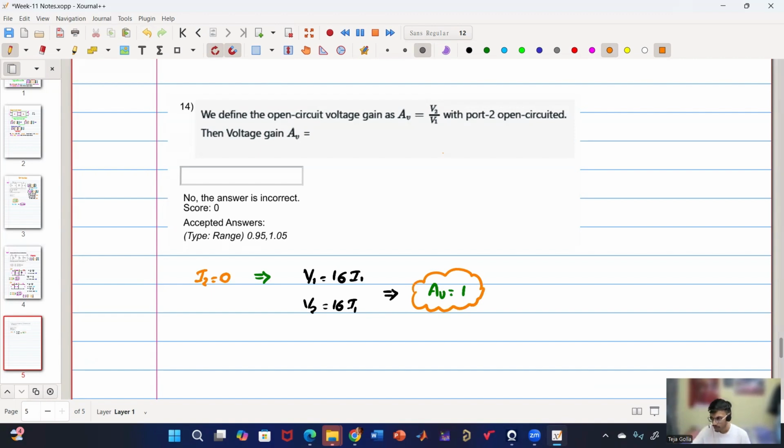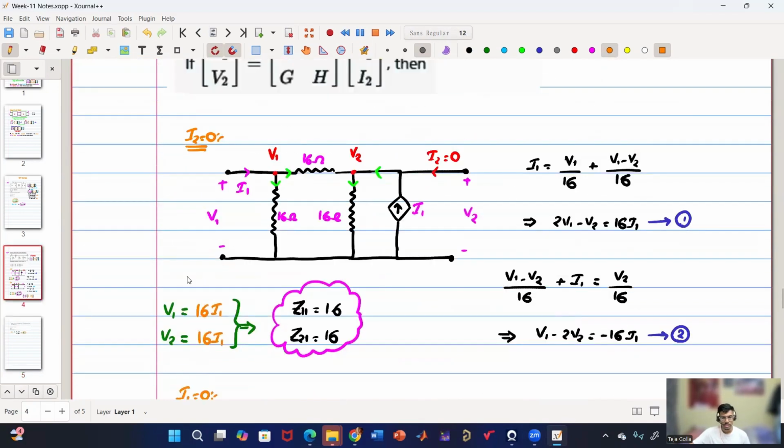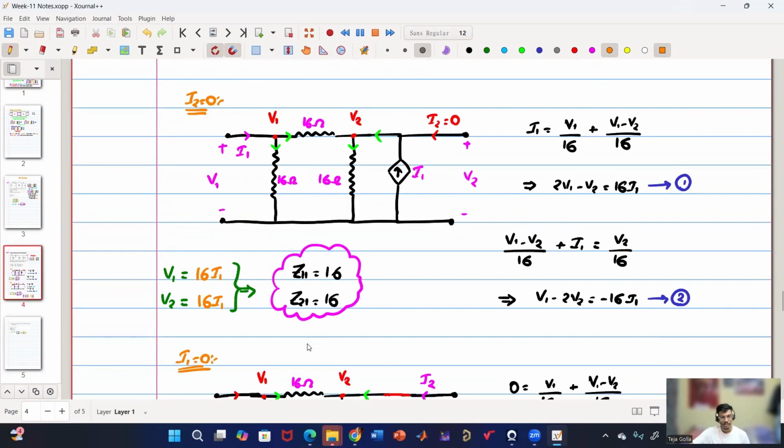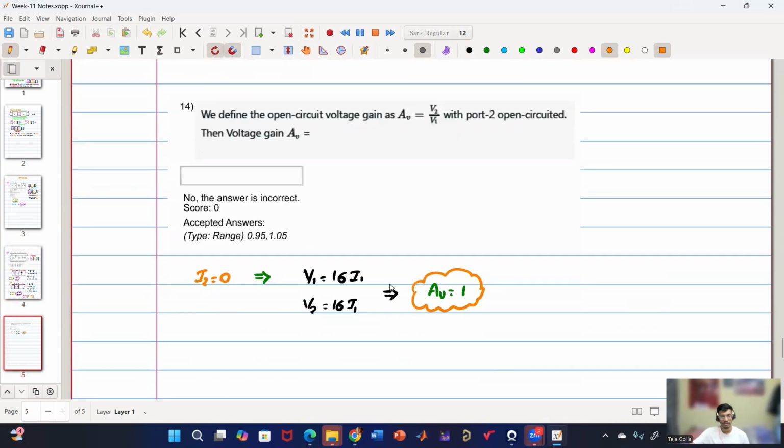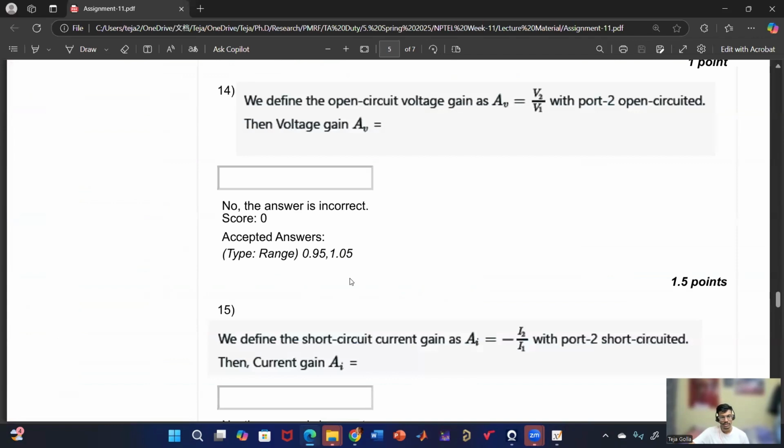Agree everyone? How we are getting AV to be 1? Because with I2 equals 0, we have already solved these parameters, V1 as well as V2. So they're asking, when I2 equals 0, what is V2 by V1, which is 1. So my AV is 1. Any doubts in this question? Yes, sir. Clear. Okay, now let us solve the 15th question.